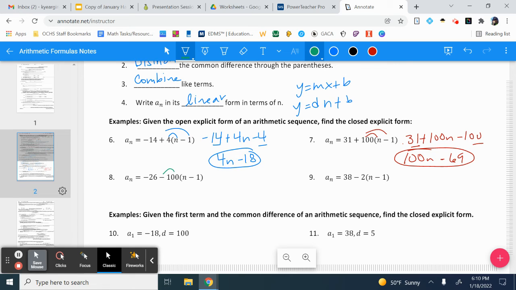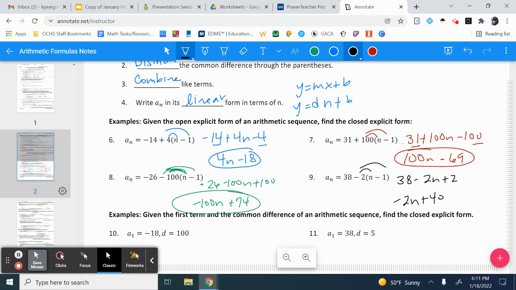For number 8, we want to distribute again, so the negative 100 will get multiplied by the n, and the negative 100 by the negative 1. So negative 26 minus 100n plus 100. So I get negative 100n plus 74. Finally, for number 9, we want to distribute our negative 2. So we get 38 minus 2n, and negative 2 times negative 1 is positive 2. So I get negative 2n plus 40.